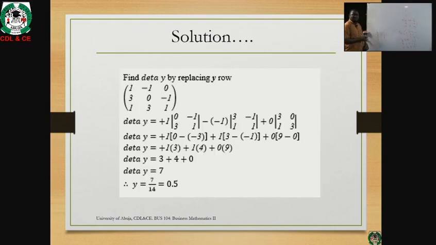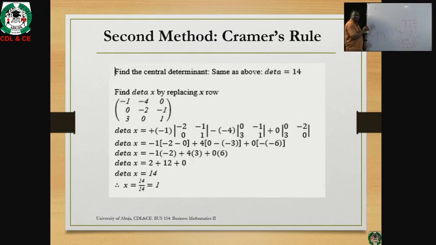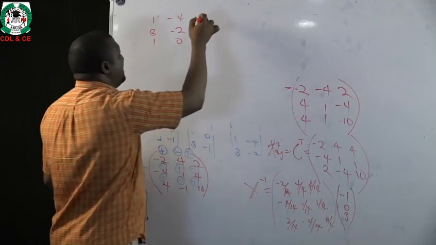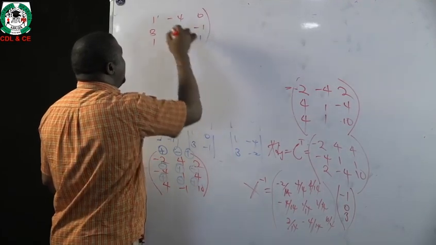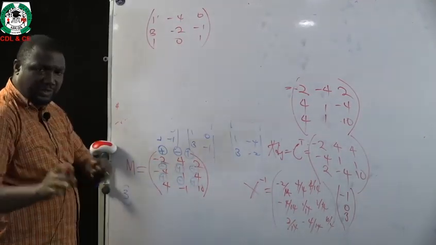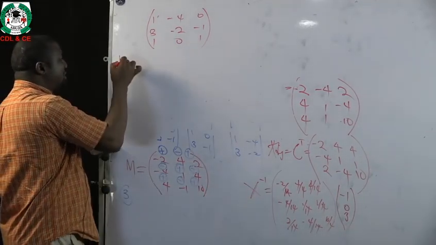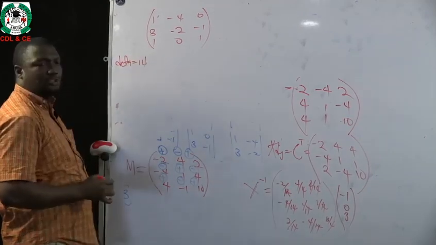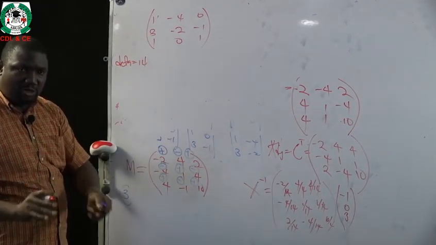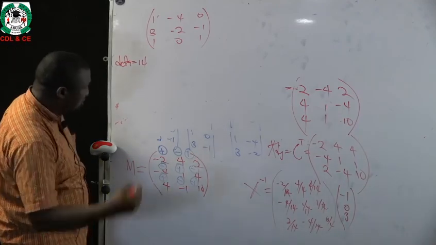In the previous matrix, we are meant to realize that what we have is 1, 3, 1, minus 4, minus 2, 0. Then we have 0, minus 1, 1. This is the main matrix. So the first step is to find the determinant. When we find the determinant, which is the same as the previous one we have done, it equals 14. Now, if the determinant equals 14, then we solve for x.